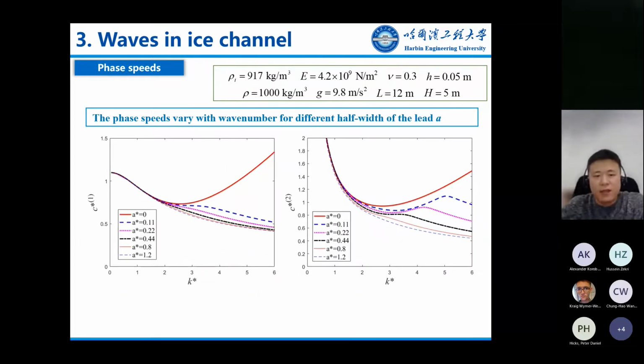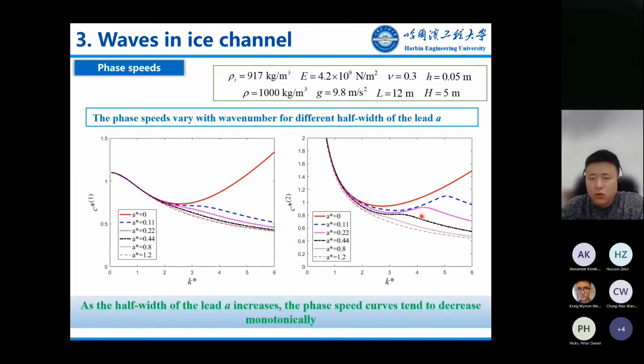Then, the effect of width of the open water lid on the phase speed is investigated. Here we find that the phase speed tends to decrease monotonically for large widths of the open water lid. For the middle widths of the open water lid, the phase speed first decreases with increase of the wave number, then increases, and then decreases again. This indicates that two critical speeds can be found for these cases.